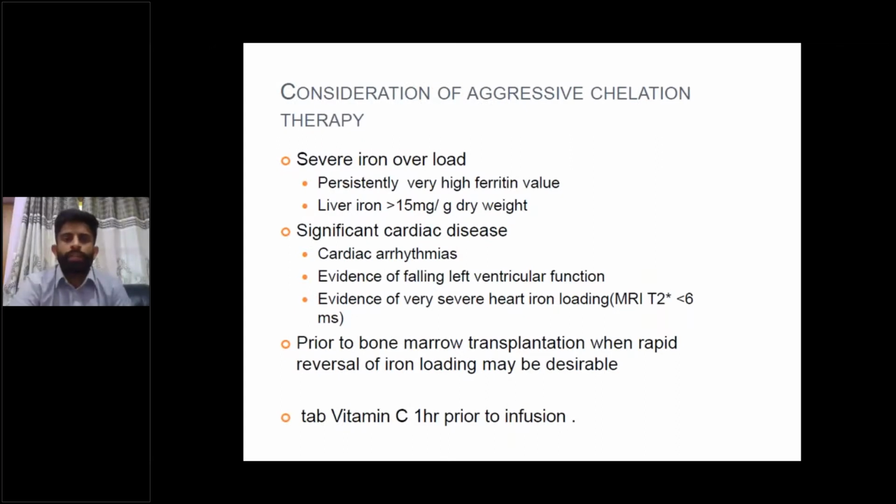When do you require aggressive chelation therapy? Severe iron overload where there is persistently high ferritin value, liver iron greater than 15 mg per gram dry weight. Normally you go for chelation at 3.2 mg per gram dry weight. Where it is 15, it's much more significant. Also if there's a significant cardiac disease like cardiac arrhythmias, evidence of falling ventricular function, evidence of very severe heart iron loading in MRI T2 star image, and prior to bone marrow transplantation, when rapid reversal of iron loading may be desirable. Vitamin C is given 1 hour prior to transfusion.